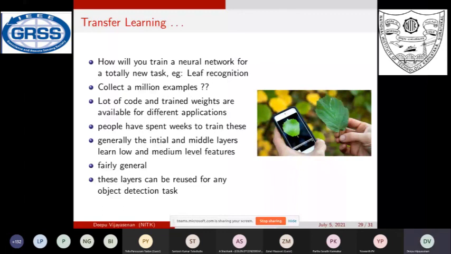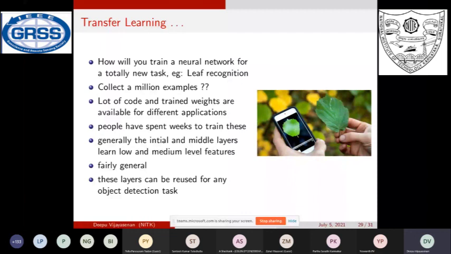There is actually a data set for leaf recognition. If you look it up, it is called LeafSnap. There are close to 200 classes and around 5 or 10 images each. You can't collect 1 million samples of these leaves, okay? Obviously we cannot collect 1 million images. Now, how do we do this?